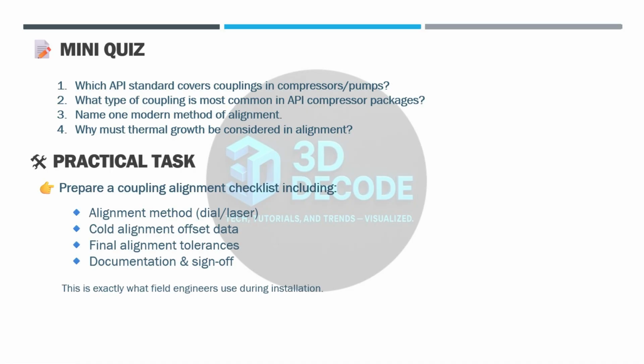Practical task. Here's something you can try. Prepare a coupling alignment checklist that includes the alignment method used, dial or laser, cold alignment offset data, final alignment tolerances, documentation and sign-off. This is exactly what field engineers use during installation and commissioning.